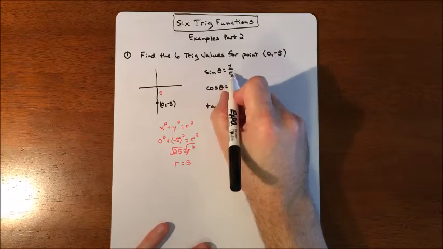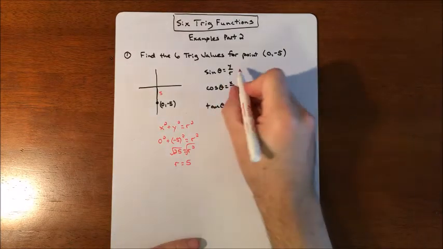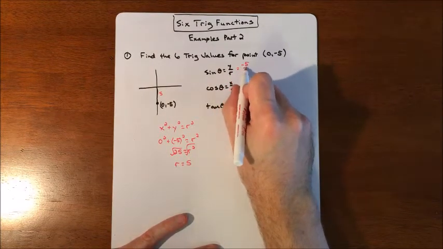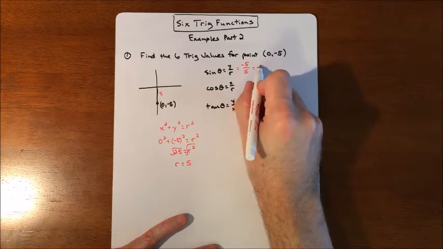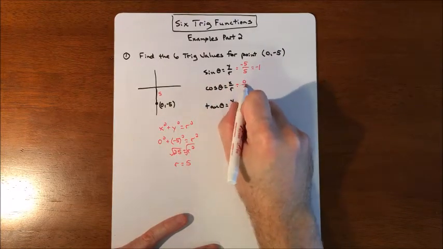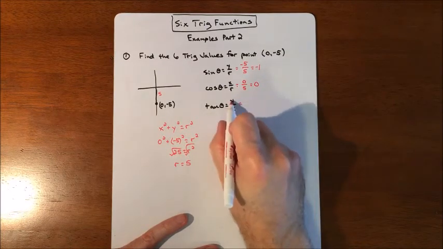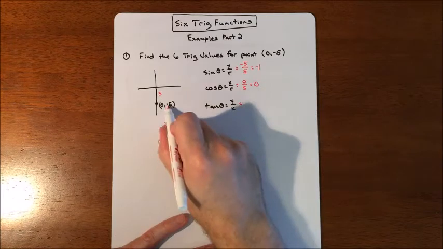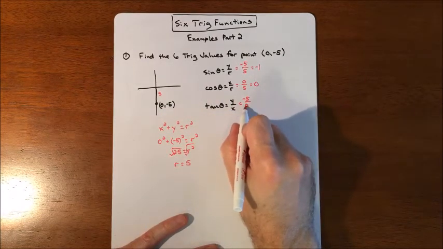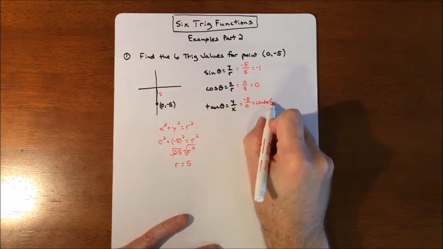So sine is y over r, which is going to make it -5 over your radius, which is -1. And then your x over r is 0 over your radius, which is 0. And then y over x is your y value divided by your x value, -5 divided by 0, which can't do, which is undefined.